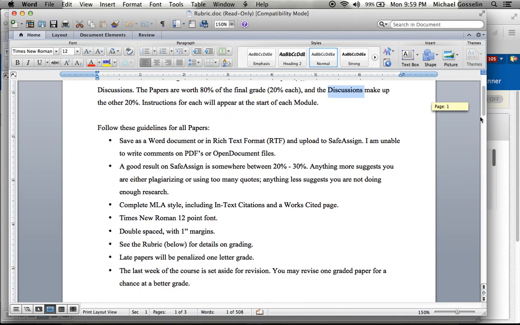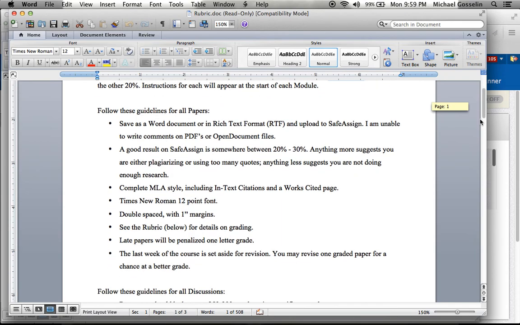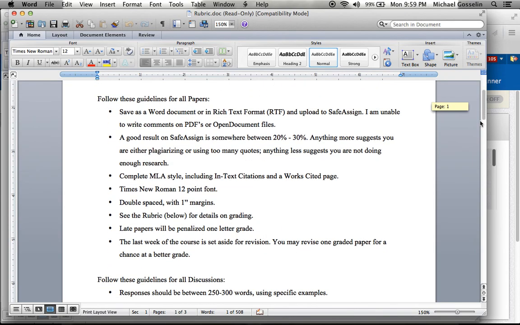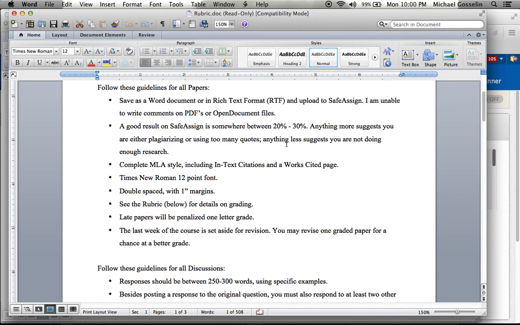And here's how every paper should look. You're going to post your papers to SafeAssign. If you've ever used SafeAssign, you know what it's about. If you've ever used Turnitin in high school, you have a good idea. It's basically a plagiarism checker. Make sure that all your papers are in MLA style. You use Times New Roman 12-point font. I'm very picky about that.